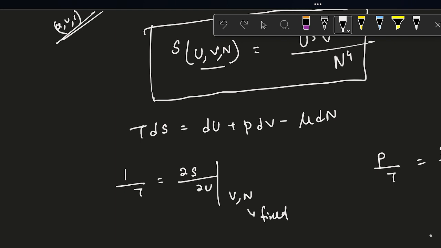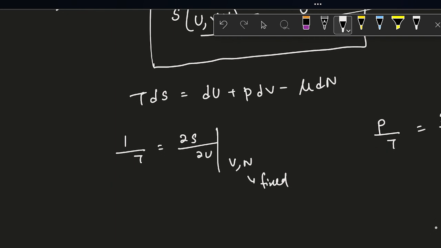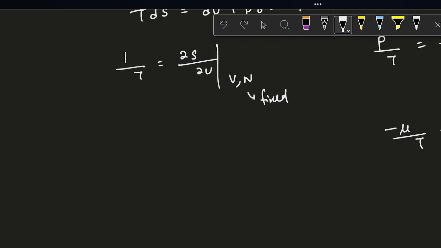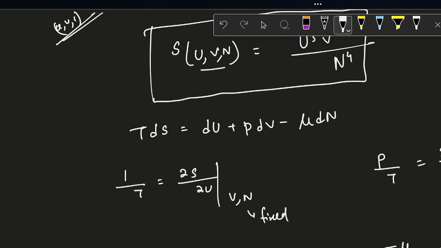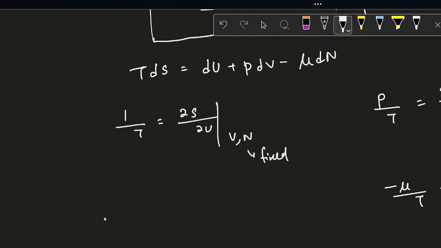And similarly, if you do the same thing for the last case, you put U and V as fixed, then you get minus mu by T, putting the other terms to 0, is equal to del S by del N at U and V fixed, right? So after you have done all of that, you just have to actually get those derivatives. So derivative with respect to U firstly.